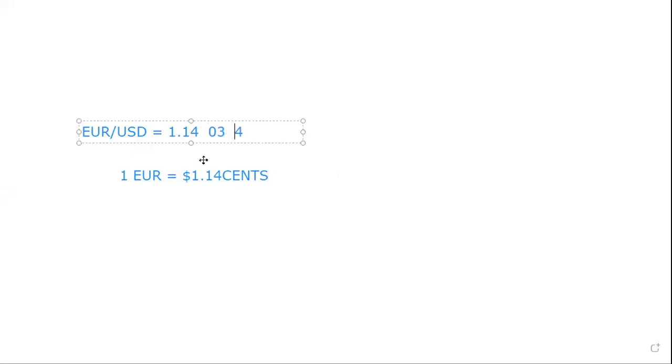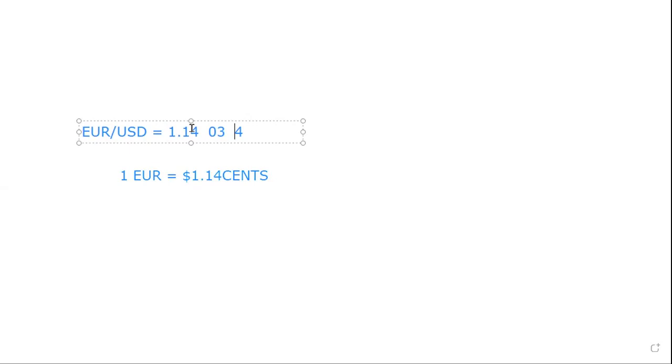Now, when you see this price, it means that 1 euro equals what? $1.14. So that 14 is cents, because you know the value of a coin is always in 100. So it is 2 digits after the decimal, and we count that as the cent.